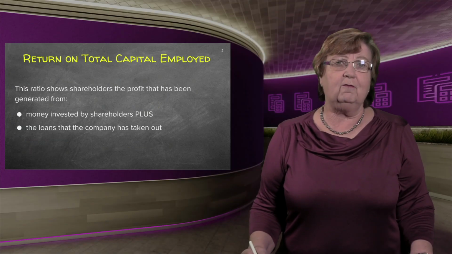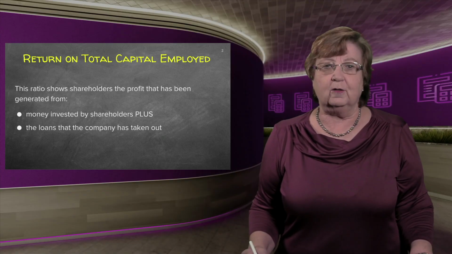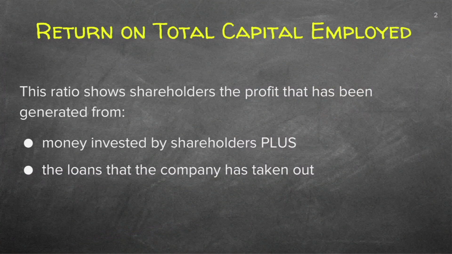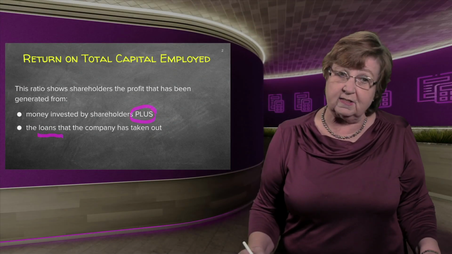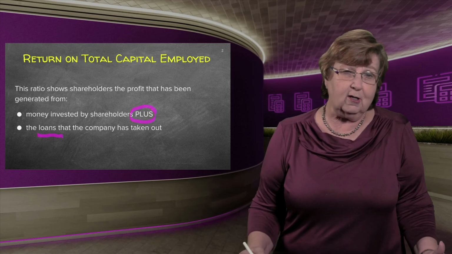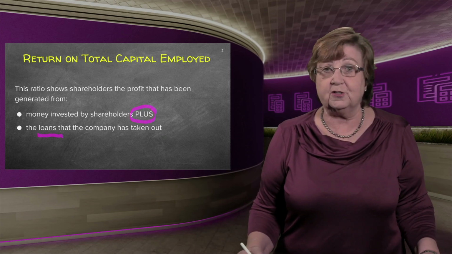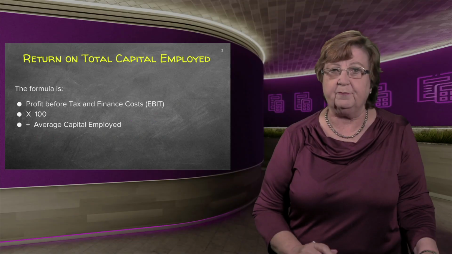This ratio shows shareholders the profit that has been generated from the money invested by the shareholders, which is what we did in the last lesson, plus the loans that the company has taken out. So the ROTCE includes loans, whereas the ROSI is only the shareholders' equity.